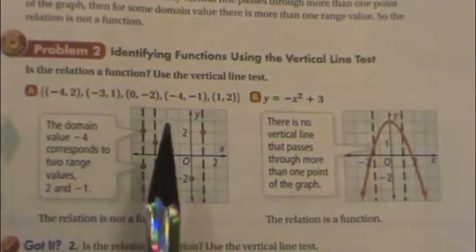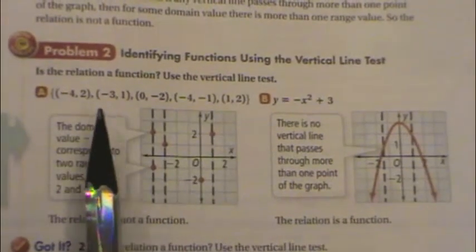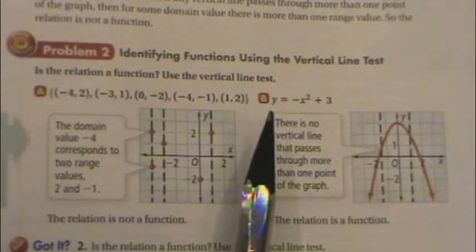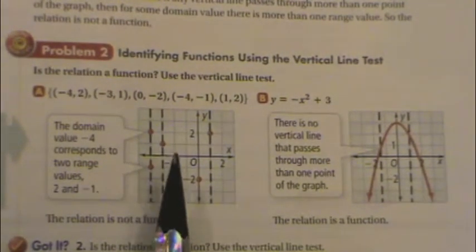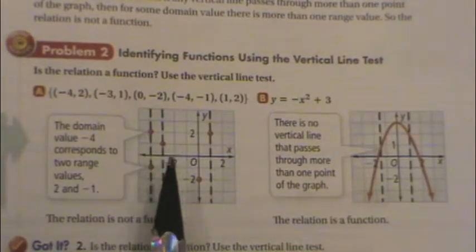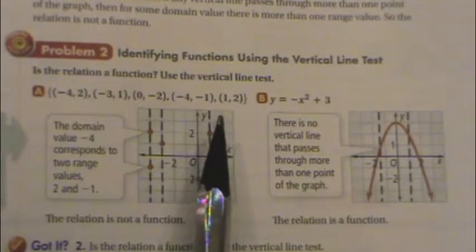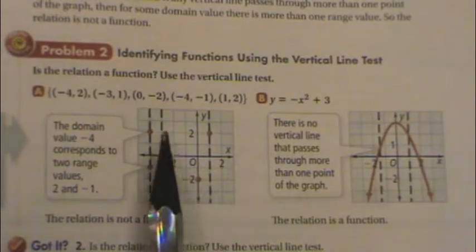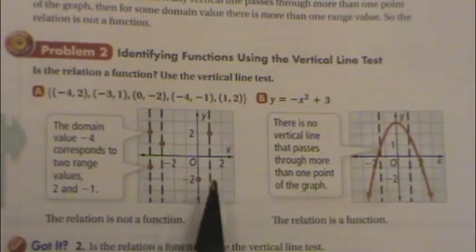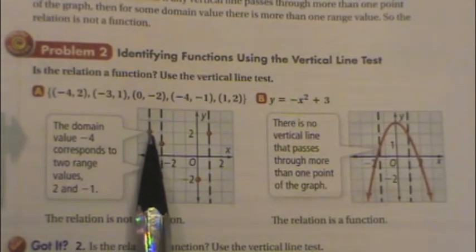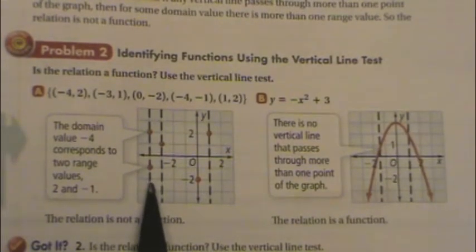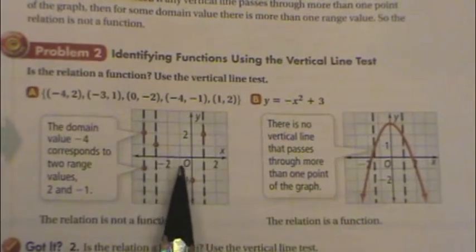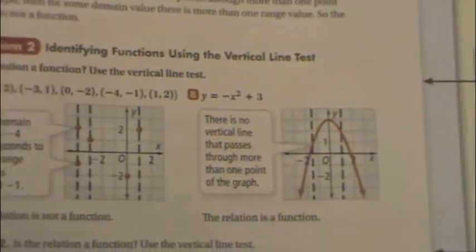There's another way you can check to see if a relation is a function. It's called the vertical line test. And basically, if you plot the numbers that are given and imagine drawing a vertical line through each point, well, if you have a vertical line that goes through more than one point, that's not a function. So this collection of dots doesn't work. But take a look at letter B.